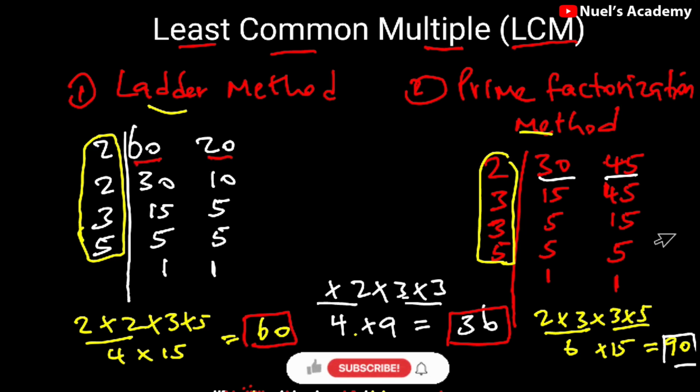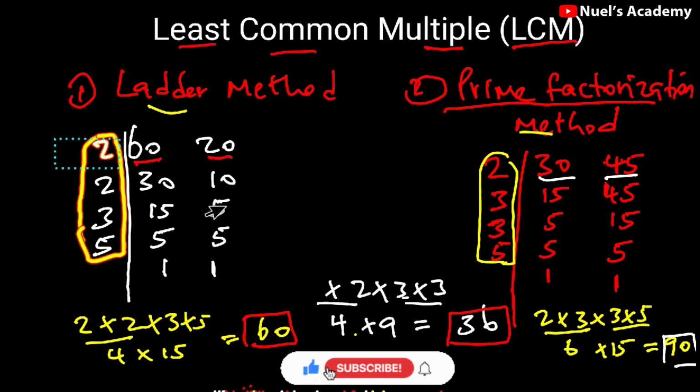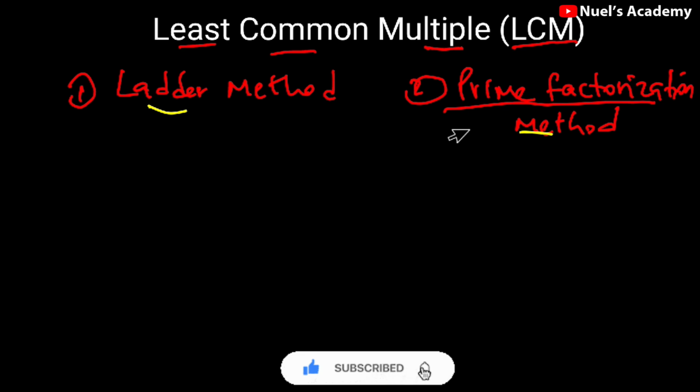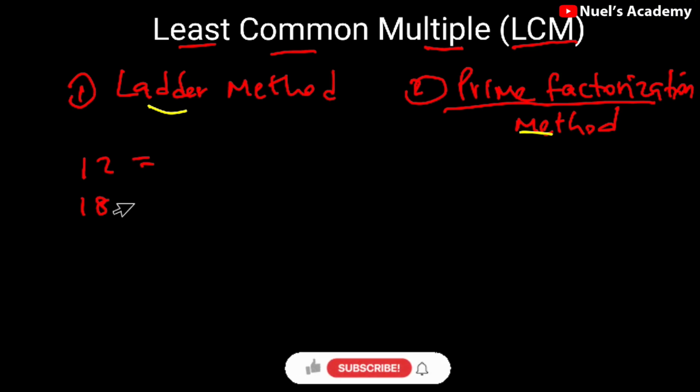Alright, so let's discuss the prime factorization method. So using the prime factorization method, let's find the LCM of 12 and 18, which we found earlier. We're going to break down these numbers 12 and 18 into prime numbers that multiply together to give them. So here we're going to be focusing on only prime numbers, just like we did using this ladder method.